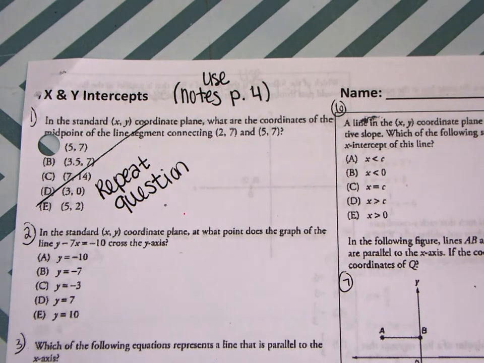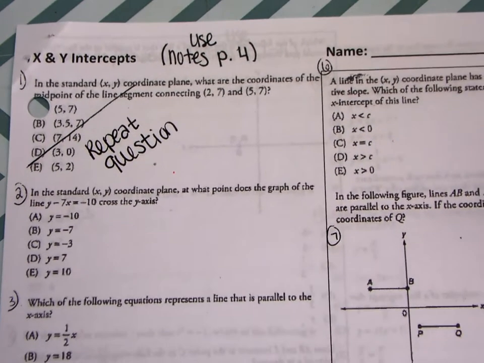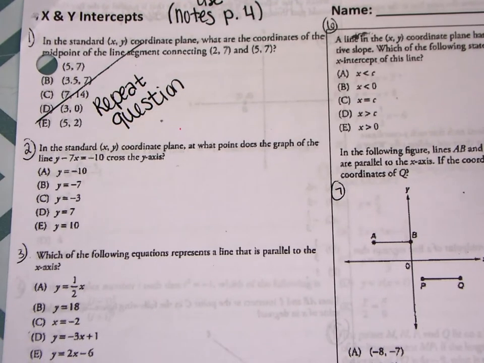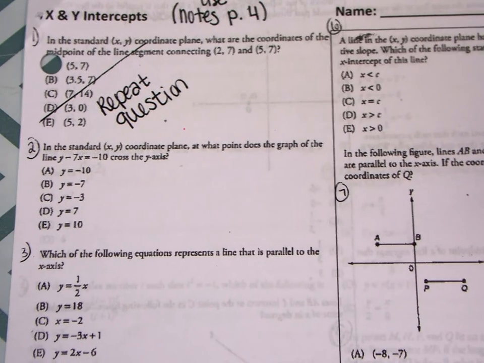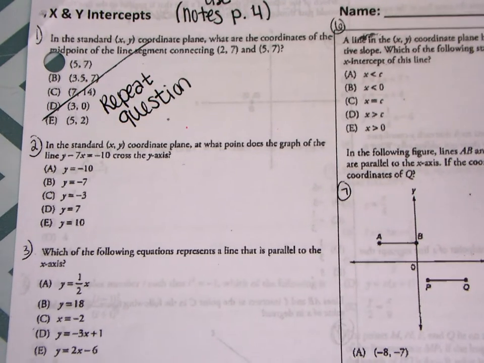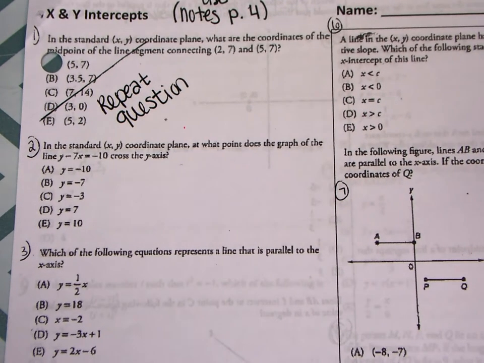In today's video, we're going to be doing the X and Y intercepts practice. So we're going to start with number 2 because number 1 is a repeat from a previous worksheet. It says, in the standard XY coordinate plane, at what point does the graph y minus 7x equals negative 10 cross the y-axis?